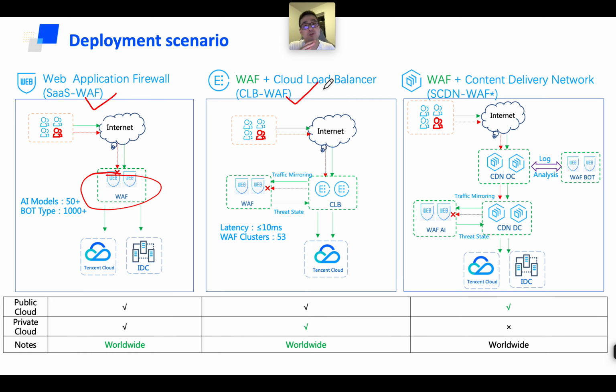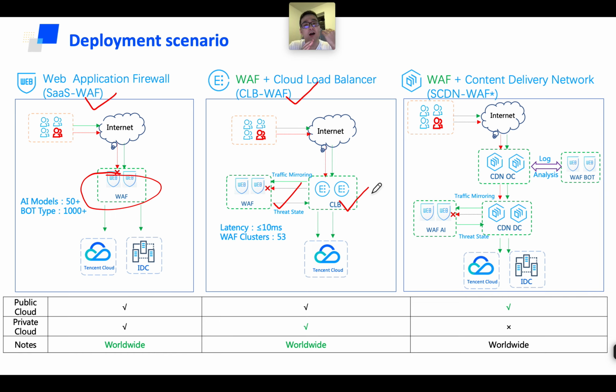And the second option is pretty unique in the market, which is the CLB WAF. Over here, the WAF sits side by side with our cloud load balancer. And here, it's not the WAF intercepting the request anymore. It's actually the CLB, the cloud load balancer. So one of the benefits of having that is you can reduce the latency from the WAF.